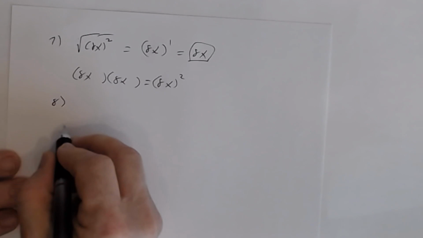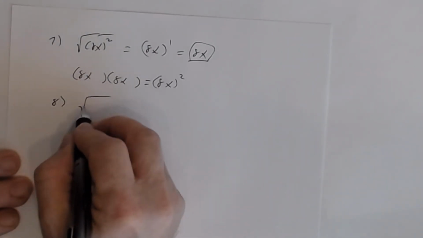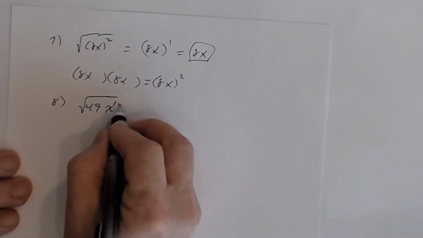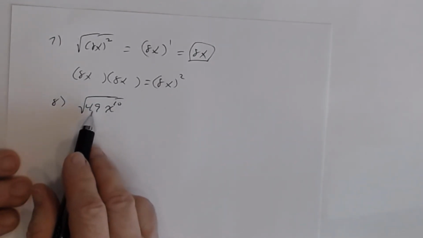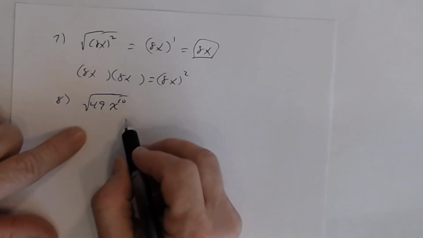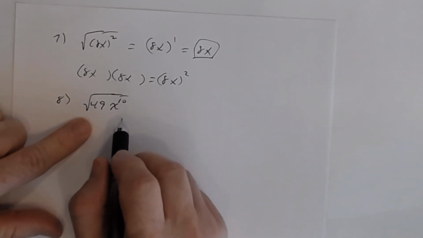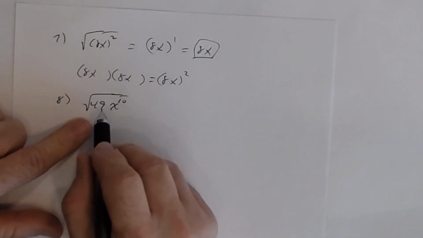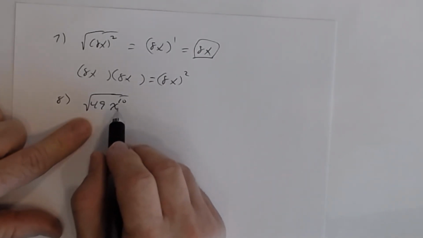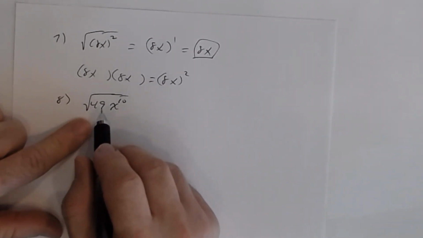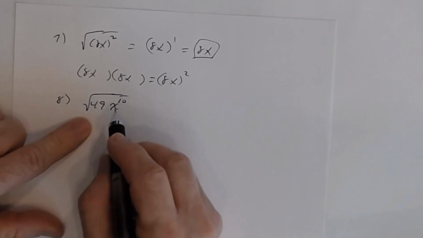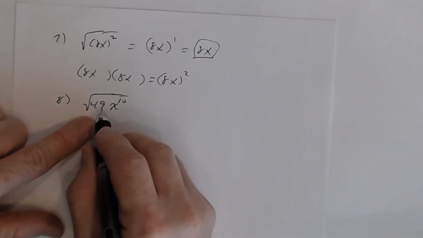Number 8, we have the square root of 49, x to the 10th. Now this time you have a coefficient there. So I'm going to use a product rule. So let's look at what I'm doing. Now remember, this week is easy. These are going to be easy expressions. Next week it won't be as easy, but you'll be able to do it. It just won't be as easy. This week is easy. So I'm going to use the product rule here.